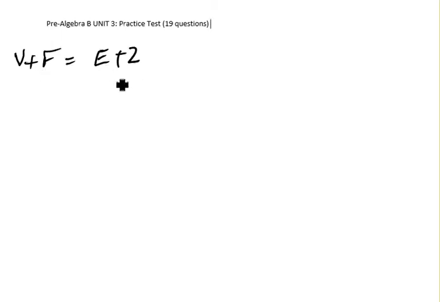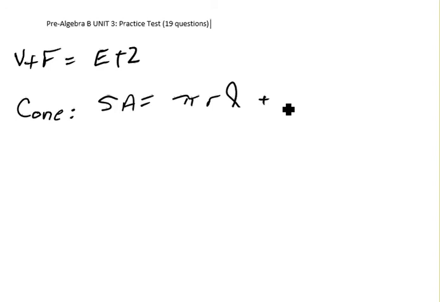You should also know for a cone that the surface area equals pi r times the length of the cone, length plus, then we need the round part of the cone, pi r squared. That's the surface area of the circle of the cone, the base, and this is the cone part.